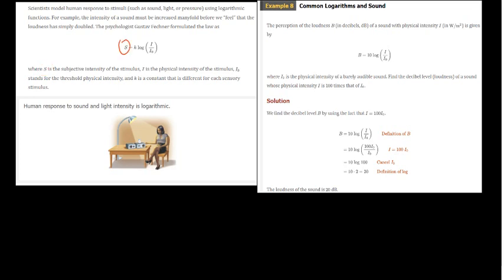Where S, okay, so this is a big deal. S is going to be the subjective intensity, right? So I guess it's all different for us. I is going to be the physical intensity, and I naught is going to stand for the threshold physical intensity. I feel like it should mean of threshold, whatever. I naught stands for the threshold physical intensity, and K is the constant that is different for each sensory stimulus.